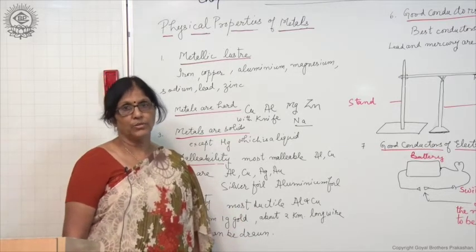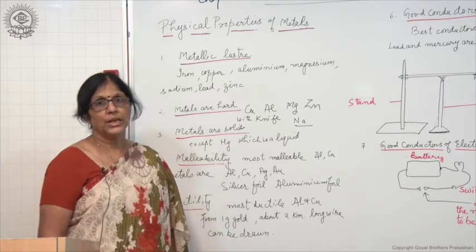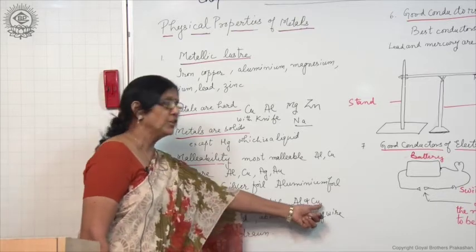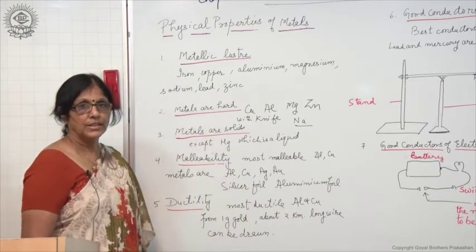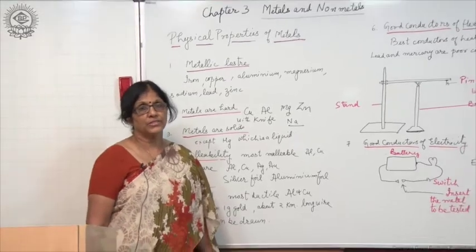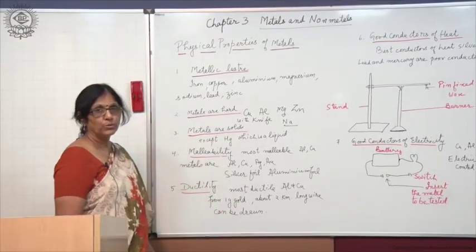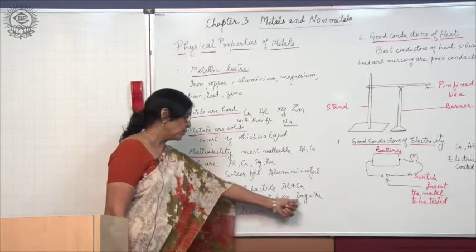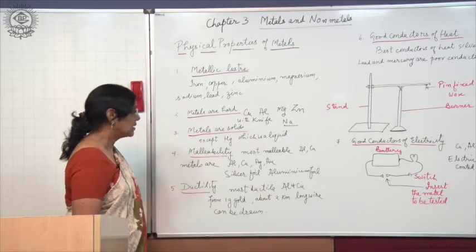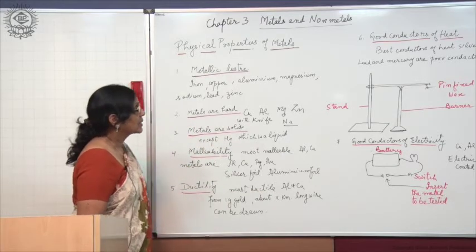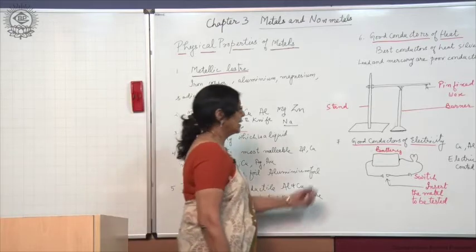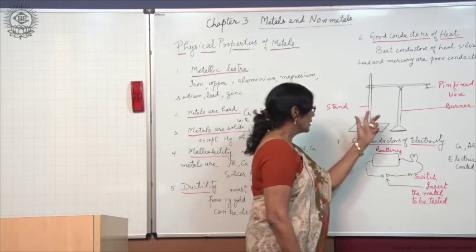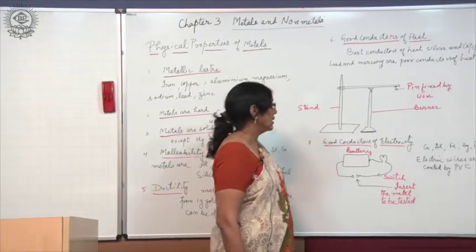Also, you must have seen the wires of aluminium, copper, iron, gold, silver. This property is called ductility. Ductility is the ability of the metals to be drawn into thin wires. The most ductile metals are aluminium and copper. That is why metals are used to make wires, because they can easily be drawn into thin wires. From 1 gram of gold, about 2 kilometers of wire can be drawn.